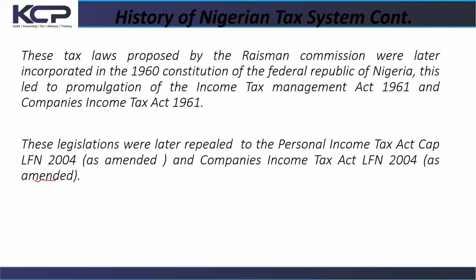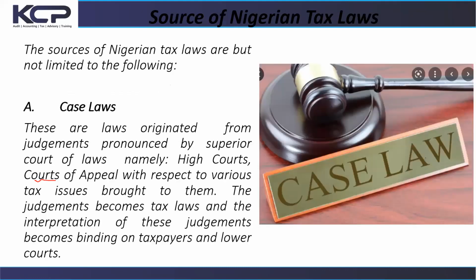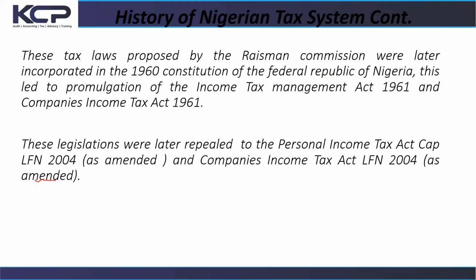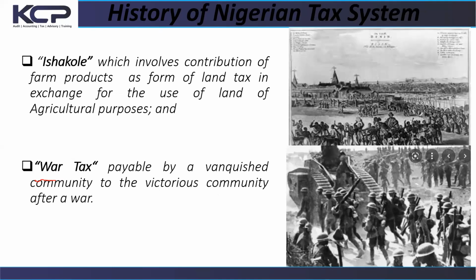So we have the Personal Income Tax Act, and we have the Company Income Tax Act. These are not all the taxes that are collectible in Nigeria. As we go on, we'll be mentioning more of them, such as the Value Added Tax Act, the Stamp Duty Act, and quite a number of them. So that is just what we need to know about the brief history of our Nigerian tax system.